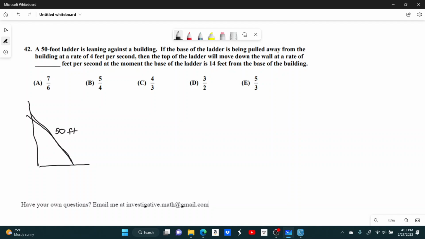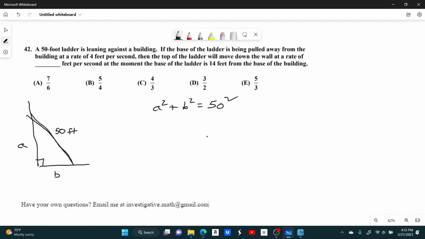Anyway, so the ladder is 50 feet long, and it's going to be some height above the ground and then some distance from the wall. And so we're actually going to set up a related rate here, and I'll show you what that means if you're unfamiliar with that. So anyway, this is a right triangle. The equation of this right triangle, no matter what point in time you are, is going to be a squared plus b squared equals 50 squared.